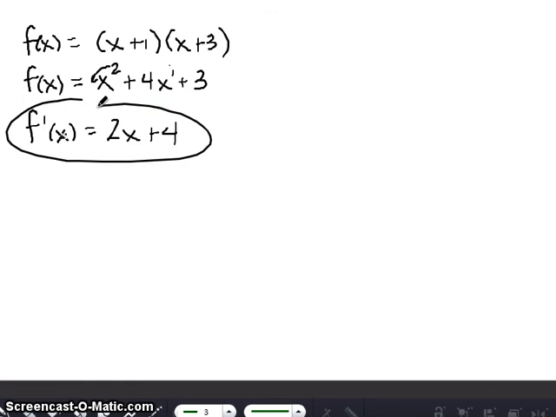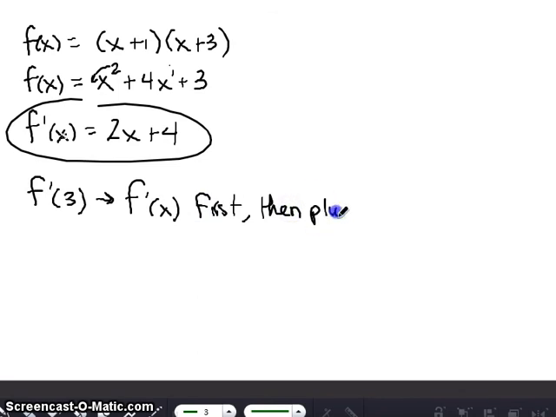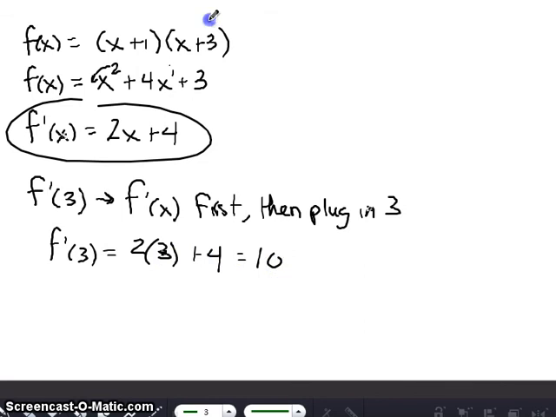If a problem asked you to find, say, f prime of 3, what you would want to do first is find f prime of x, then plug in your 3. So f prime of 3 for this problem would be 2 times 3 plus 4, which is 10. So if you were to graph this function and look at it at the point 3, the slope is going to be 10.